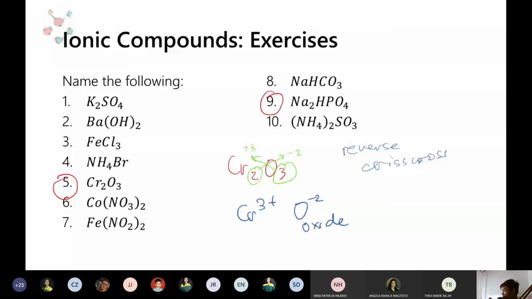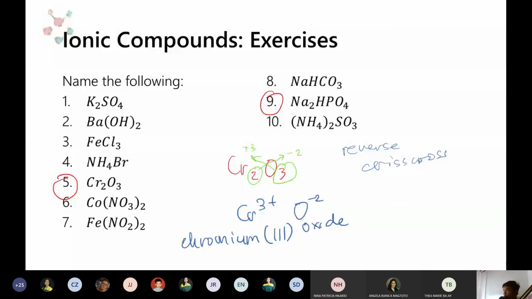3. Again, the common name method will not apply to chromium 3 plus kasi more than 2 yung kanyang charges. Again, because merong chromium 2, may chromium 3, may chromium 5, may chromium 6, di ba? So hindi gagana dito yung common method na. So ganun lang.